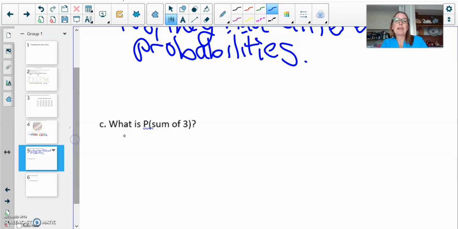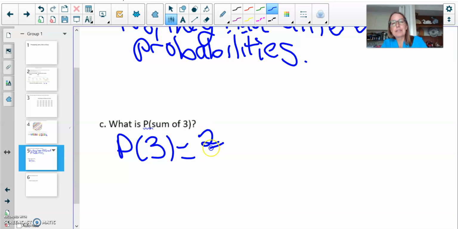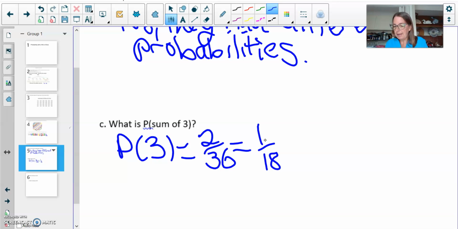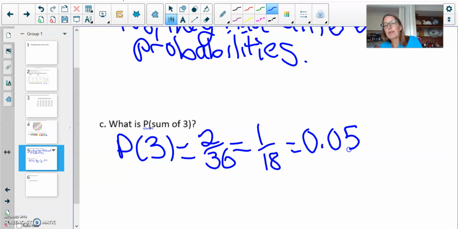What's the probability of getting a sum of 3? So remember, that was a 2 with a 1 or 1 with a 2. So that is 2/36, which we can then reduce to 1/18. I can divide it out using my calculator. That's 0.05 repeating, as a percent, 5.5 repeating percent.